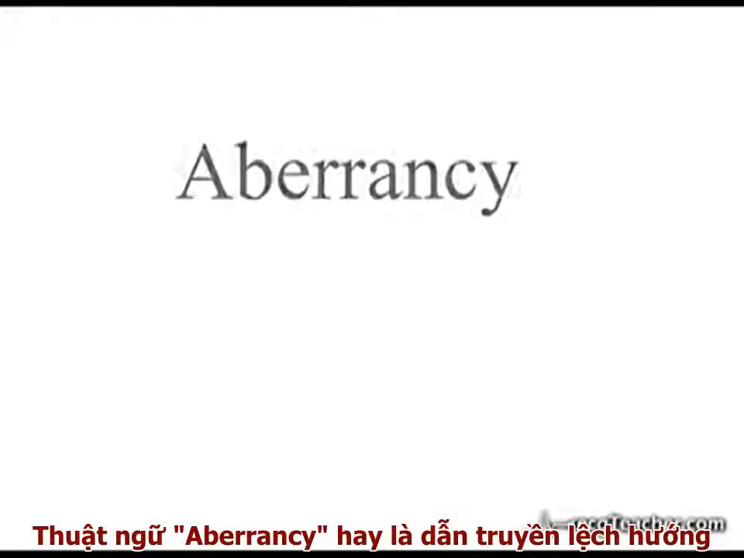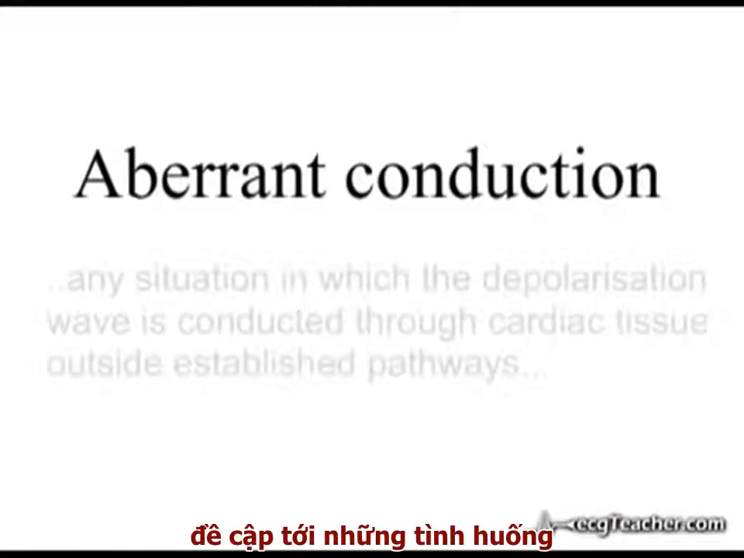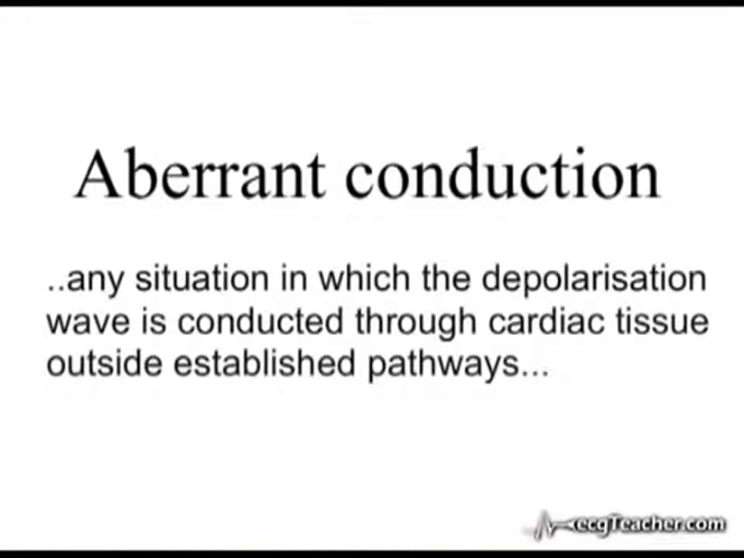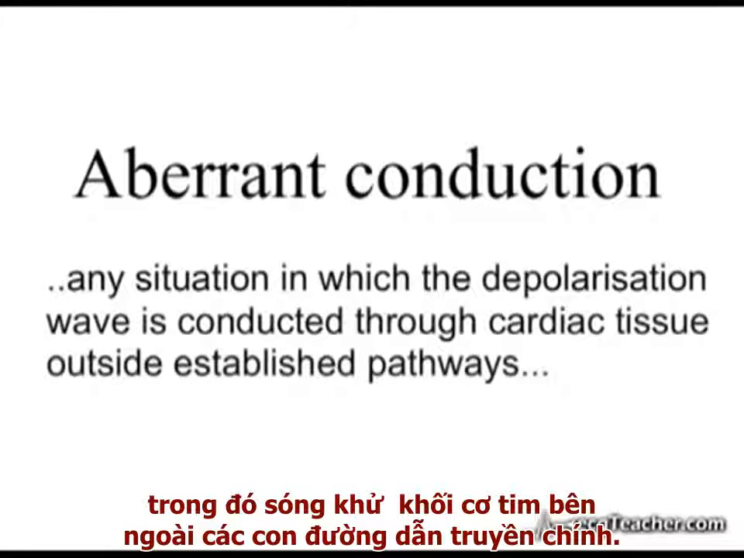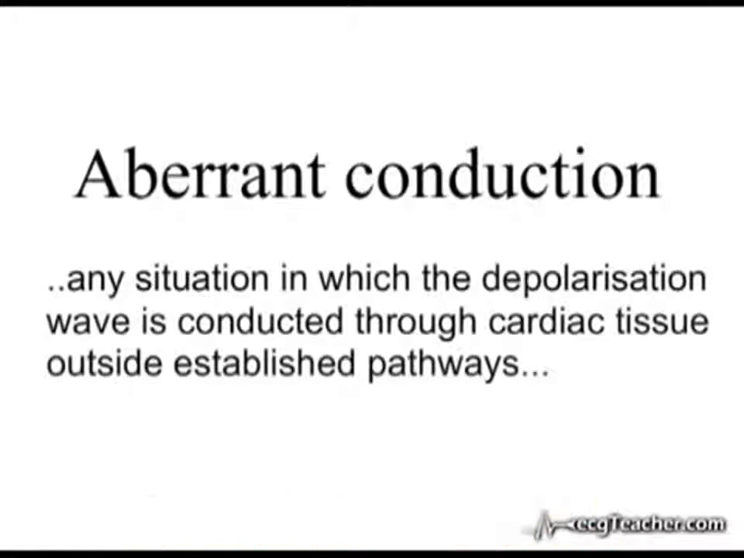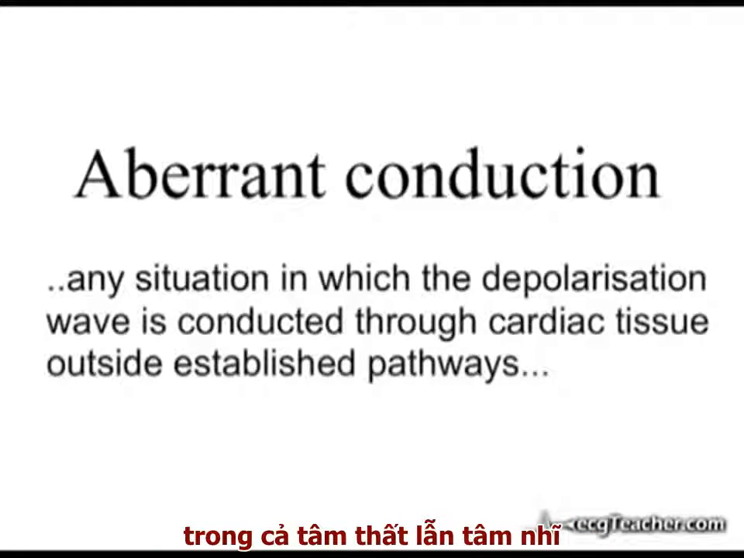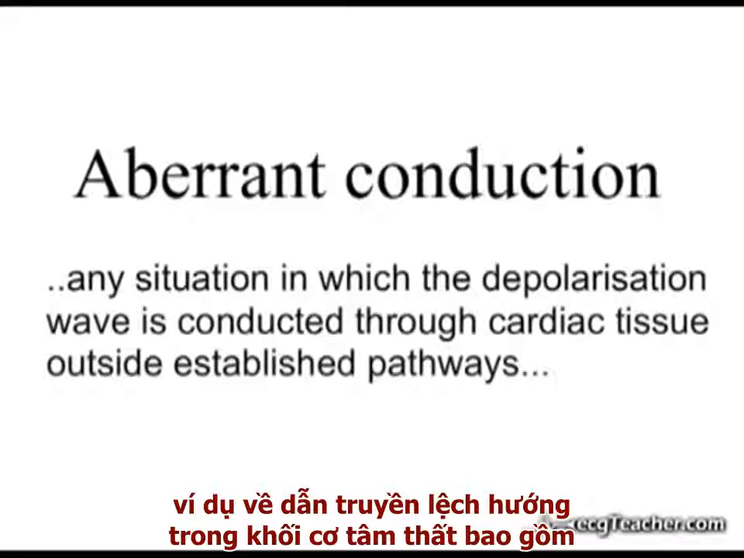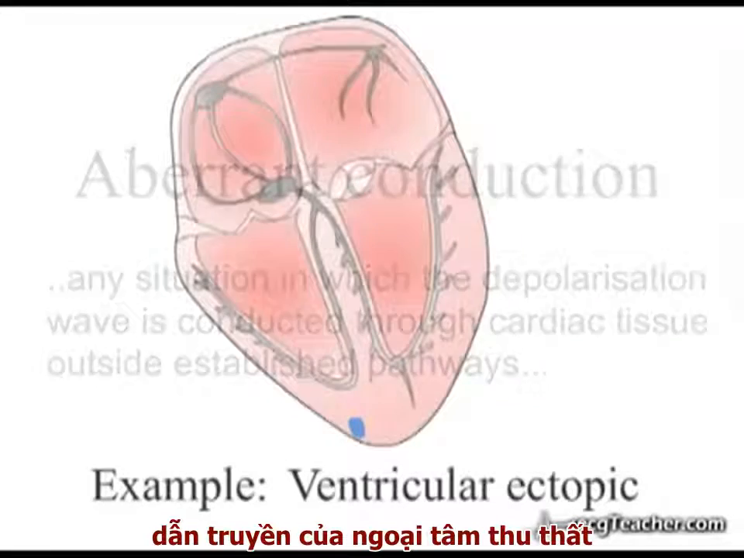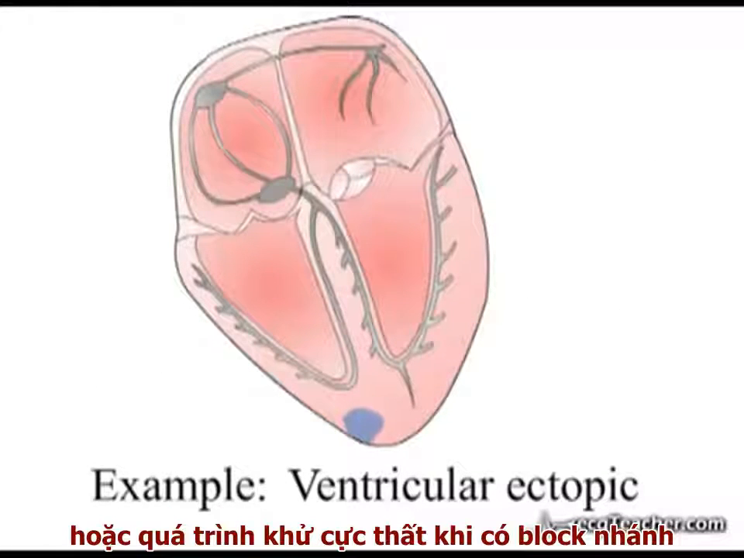The terms aberrancy or aberrant conduction refer to any situation in which a depolarization wave is conducted through cardiac tissue outside established pathways. We've come across many examples of aberrant conduction throughout this course, both within the atria and ventricles.